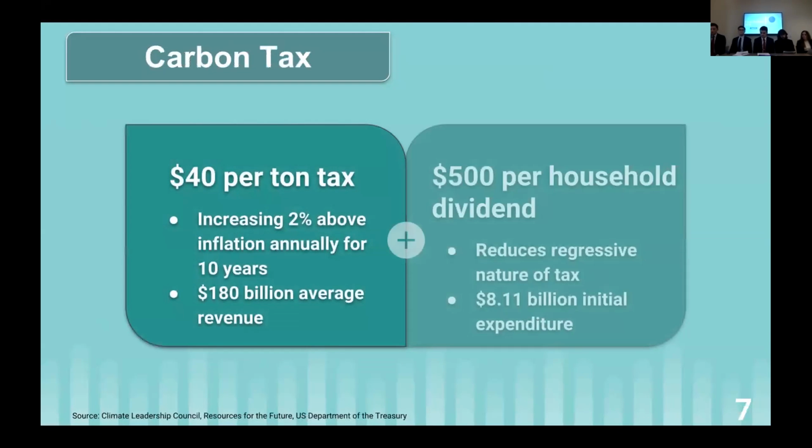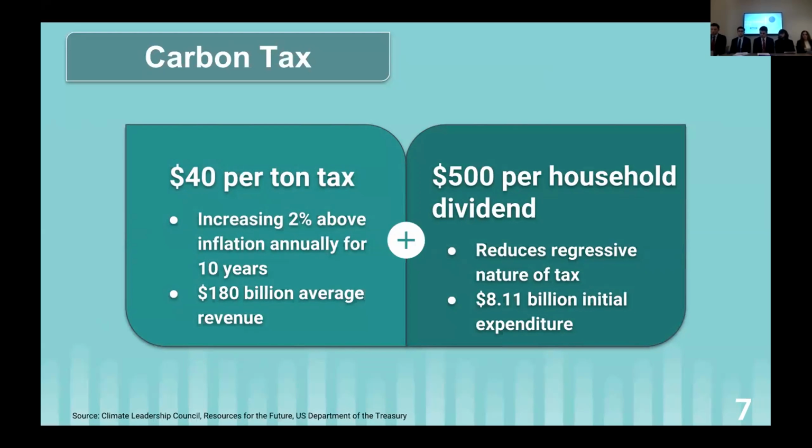Our next policy is to implement a national carbon tax to counter the long-term economic impact of climate change while raising revenue. There are 2 aspects of this plan. The first is to start with a $40 per metric ton tax that increases at a rate of 2% above inflation for 10 years, for a final tax rate of roughly $49. The second is to implement a $500 per household dividend to combat the regressivity of the carbon tax.